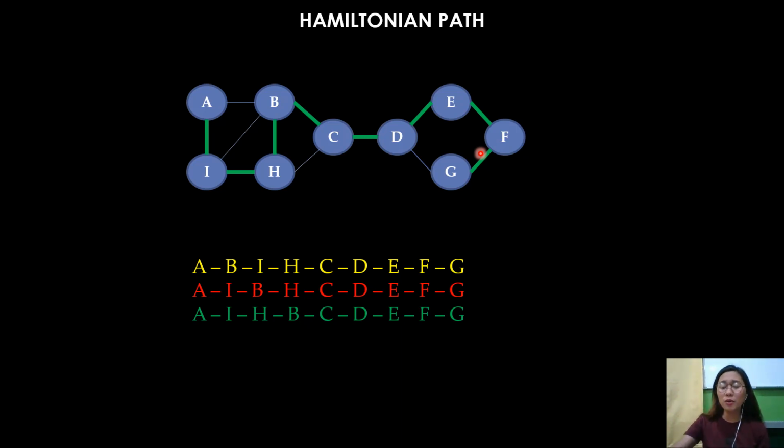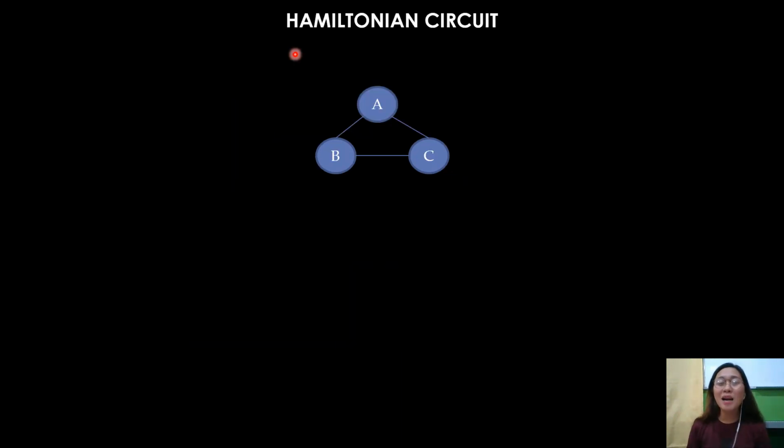Next, let's go to Hamiltonian circuit. In Hamiltonian circuit, it's like a special type of Hamiltonian path. It's a Hamiltonian path that starts and stops at the same vertex. It means in Hamiltonian circuit, if you start with a vertex A, you must end or stop at the vertex A. Let's have an example.